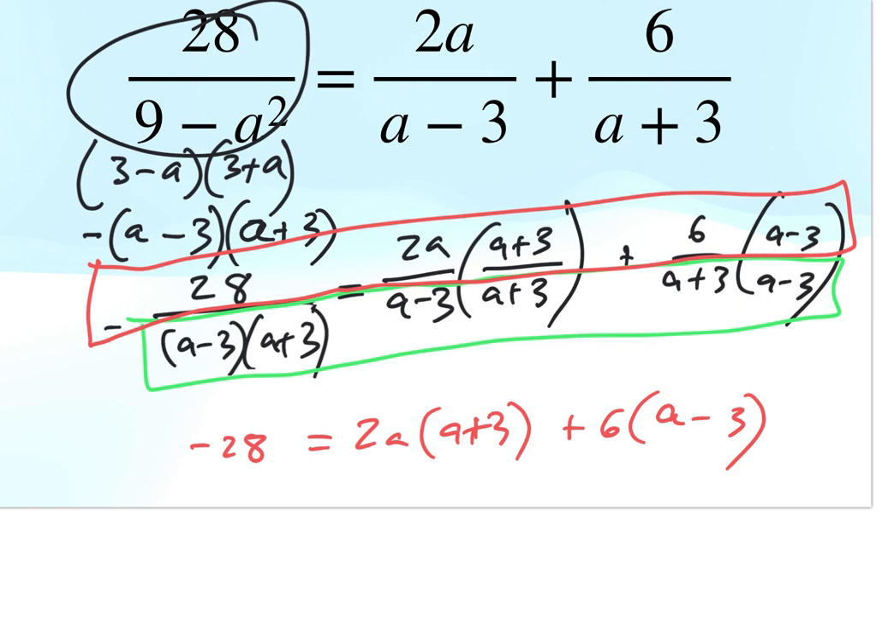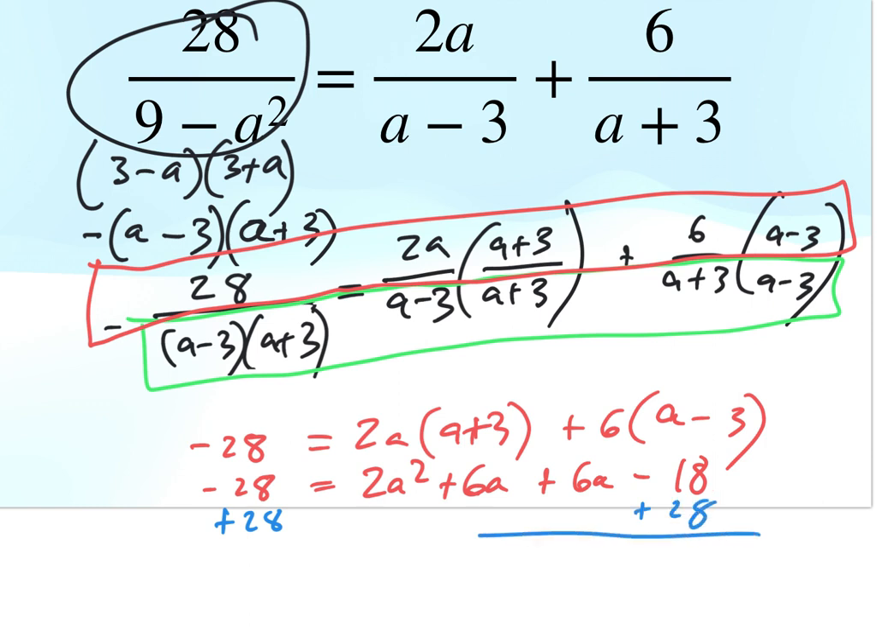So again, at that point, I can not ignore the denominator per se, but I no longer have to consider it when I'm solving this equation. I will come back at the end because I need to verify some things. But now, 2a squared plus 6a plus 6a minus 18. I'm going to do two things in this next step. I'm going to add the 28 to both sides and simplify.